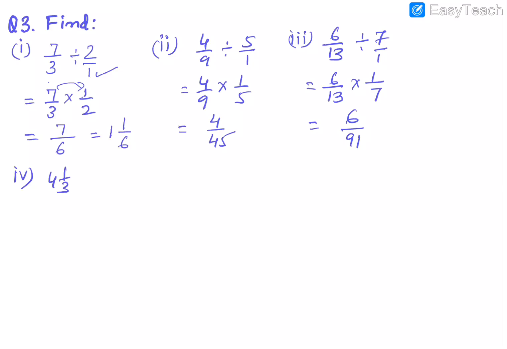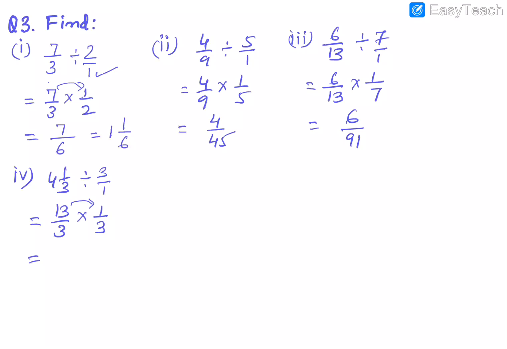4 and 1 by 3 is to be divided by 3, which can be written as 3 by 1. Changing the mixed fraction into an improper fraction, we get 3 4's are 12 and 1 is 13 by 3. Then change this sign into multiplication and write the reciprocal of 3 by 1 as 1 by 3. So this problem of division becomes the problem of multiplication.